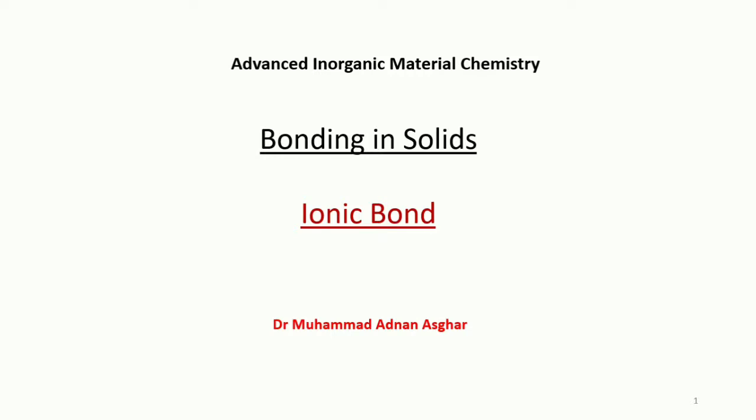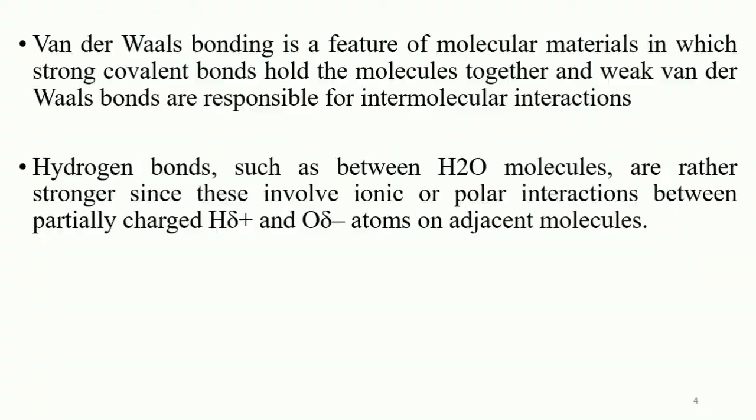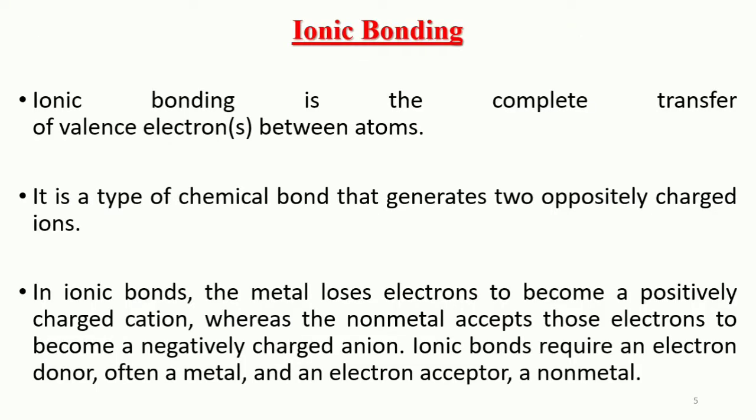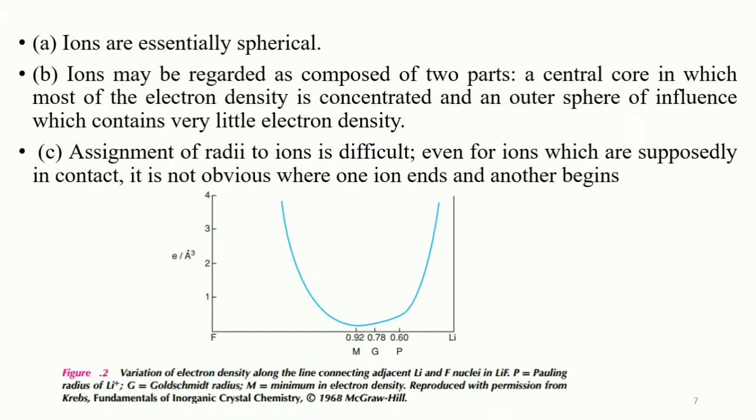The topic of our discussion is ionic bond in bonding in solids. So far, we have discussed the bonding in solids. Moreover, we have discussed the details of some ionic bonds. In ionic bond, we have discussed many things. For example, ions and ionic radii of different compounds like lithium fluoride and sodium fluoride, etc.